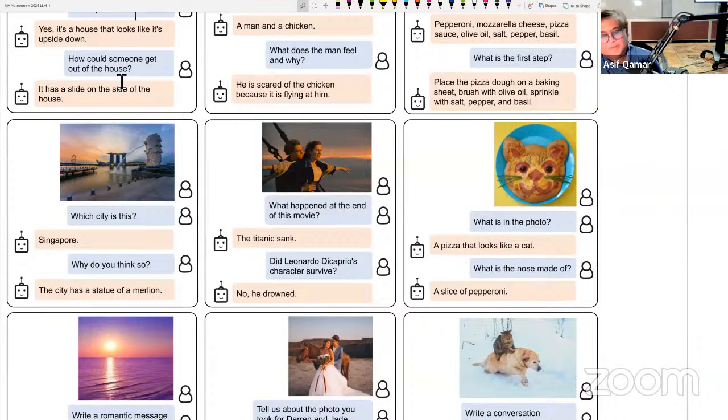Of course, it wouldn't be complete without this picture from Titanic. What happens at the end of this movie? The answer is laconic: the Titanic sank. That's so depressing. Did Leonardo DiCaprio's character survive? He drowned.